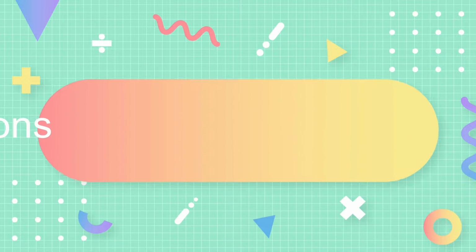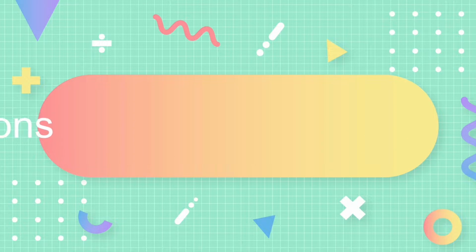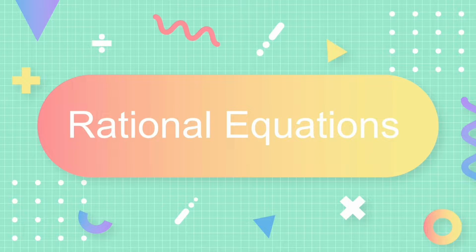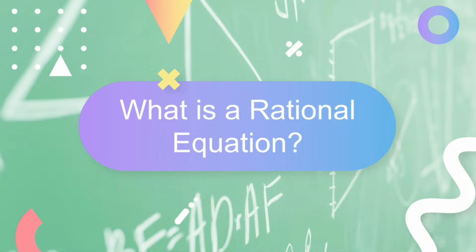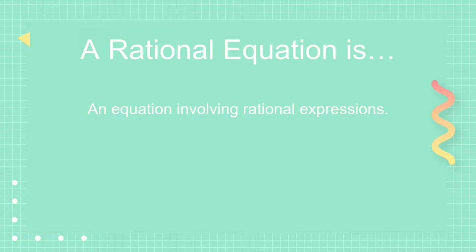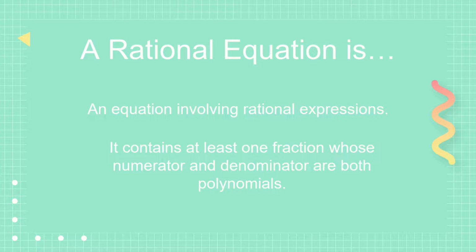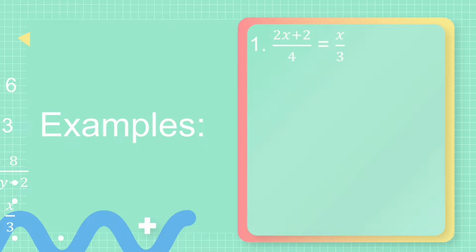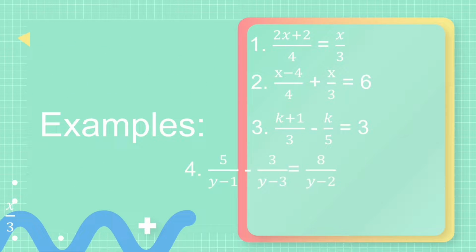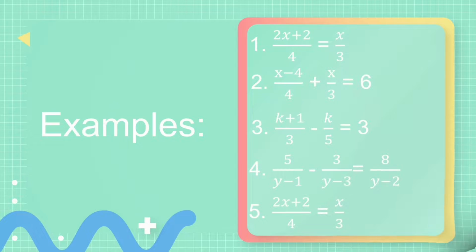Hey everyone! Today we are going to be tackling rational equations and how to solve them. But before anything else, what is a rational equation? A rational equation is an equation involving rational expressions. It contains at least one fraction whose numerator and denominator are both polynomials. Here we have some examples to be able to further understand what rational equations are.